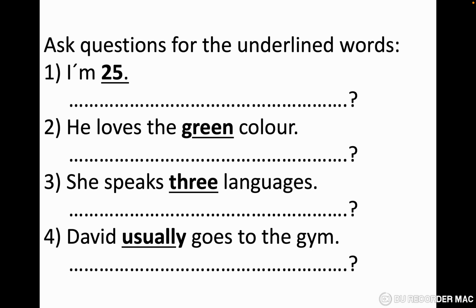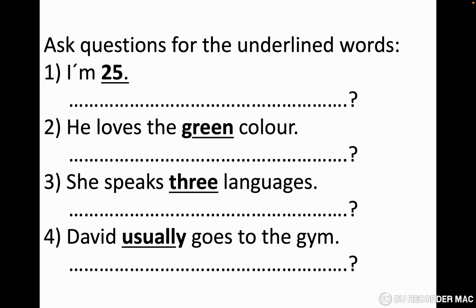Ask questions for the underlined words. I am 25. So in the question, don't write again 25 because it's in the answer. You should write the question about 25. So if you write 25 in the question, it's not correct. If you say to me, are you 25? It's not correct. Because ask questions for the underlined words means you don't have the right to write 25. If you write it, it's not correct.